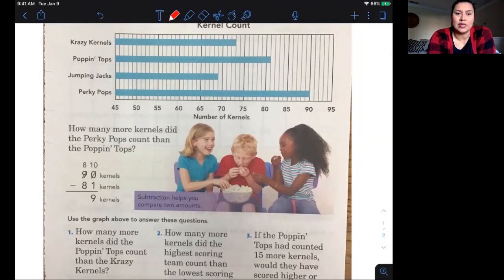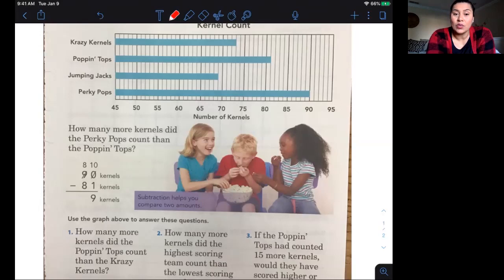That's kind of a tongue twister. So 90 kernels for the Perky Pops, and then the Poppin' Tops had 81. So you see right here on our paper, they took that information and they subtracted. Would you take 90 away from 81? Probably not, right? Remember, the biggest number goes up top. So 90 kernels, and then you take 81 from 90, and then how many?